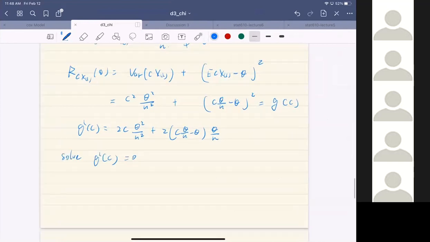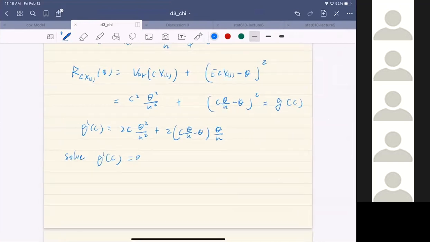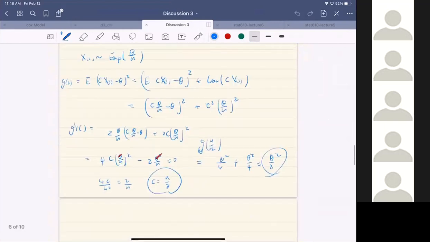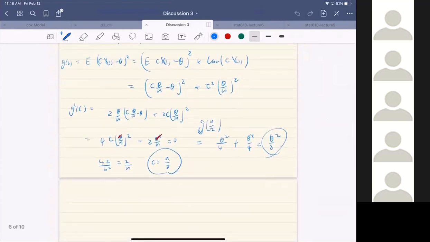What do we have? Let me check. Okay, the C should be n over 2.